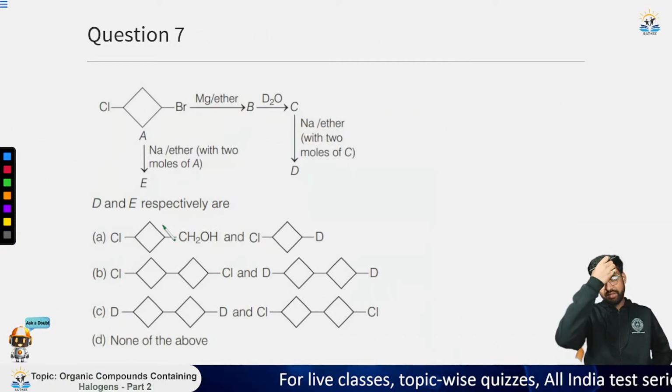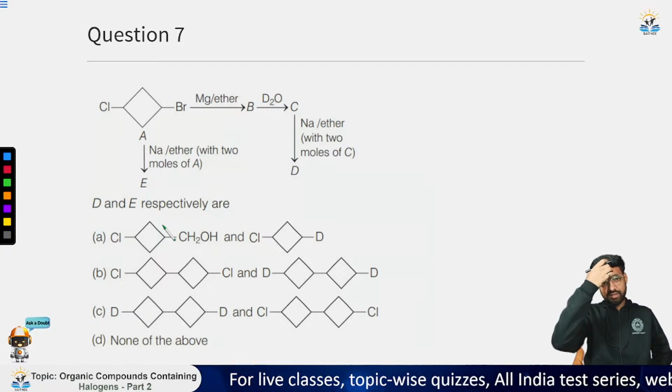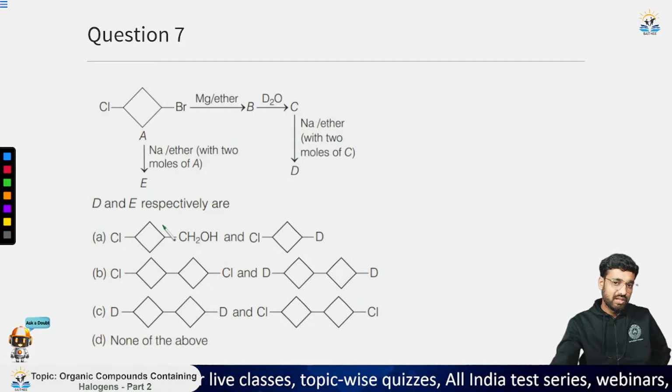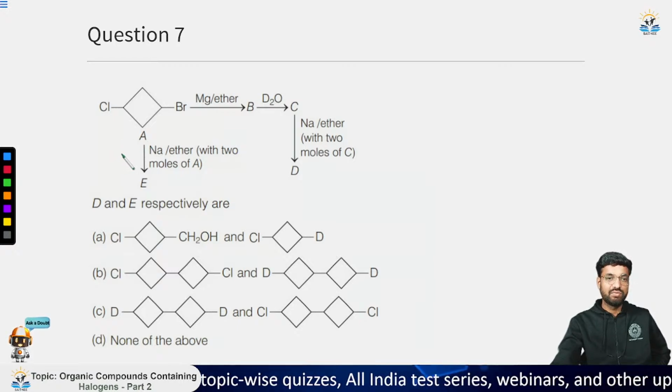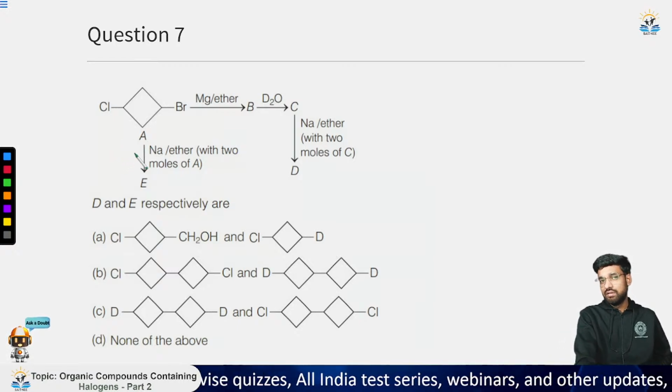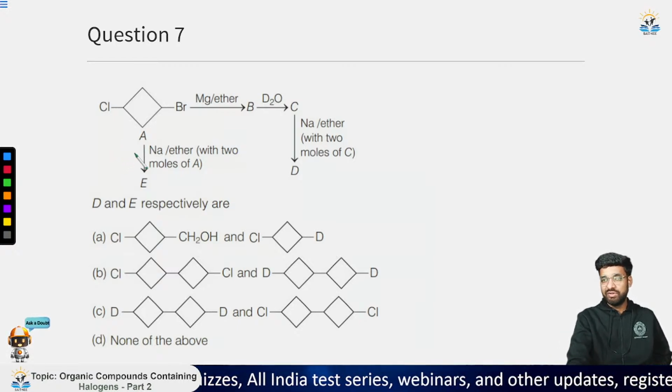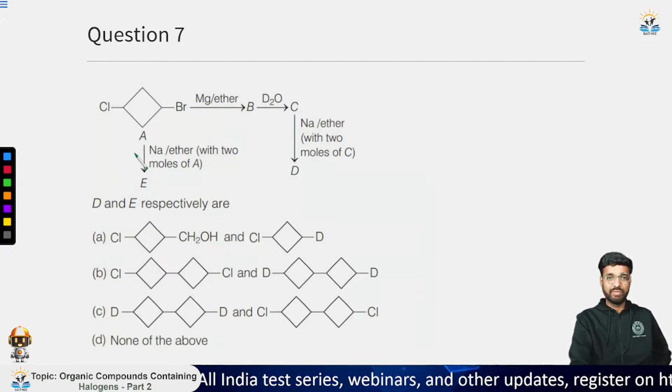The second question we have here: we are using Mg in ether in the presence of D2O. So it will be the required product. This is a very good question. It is basically from the Wurtz-Fittig and Wurtz reaction. I have told you the difference between all of these three. You can solve this question by yourself.